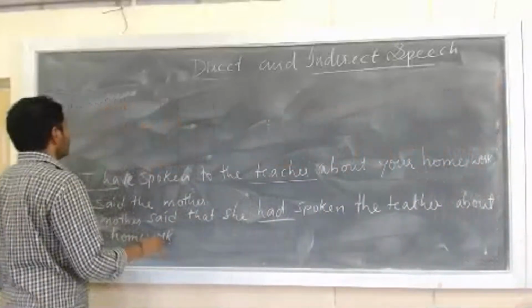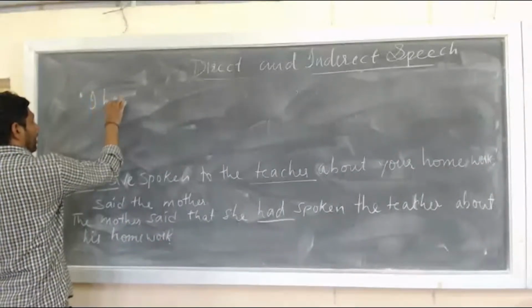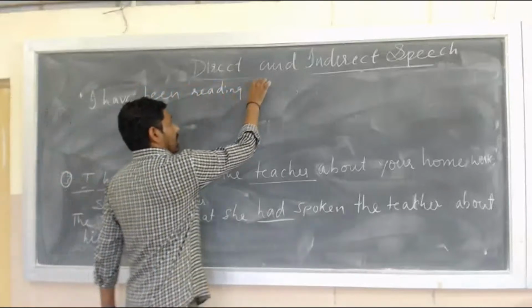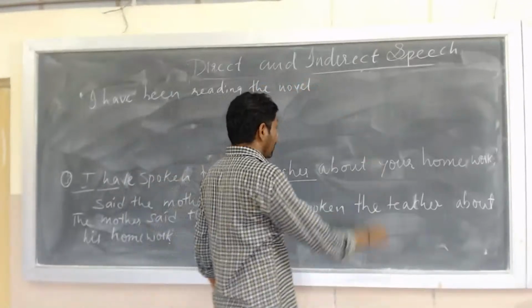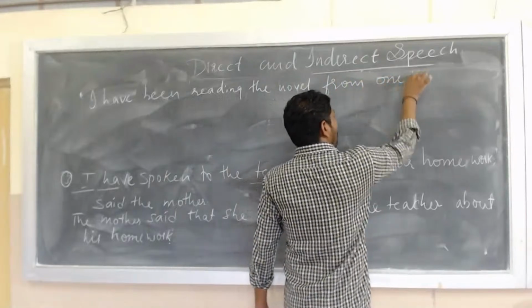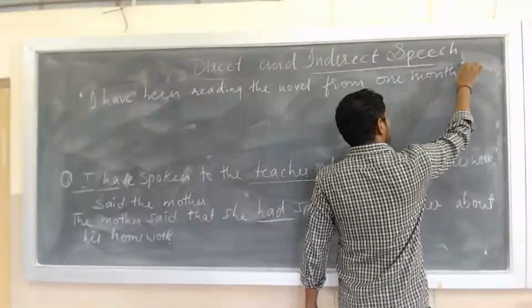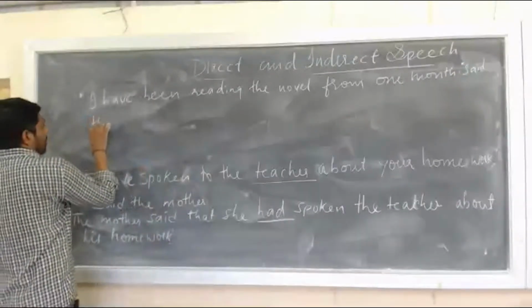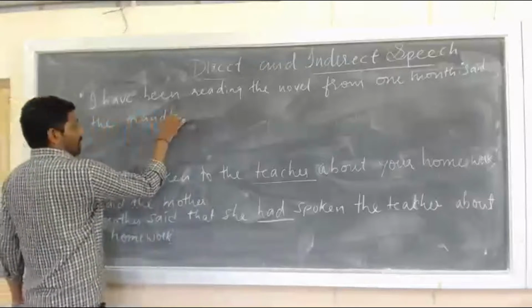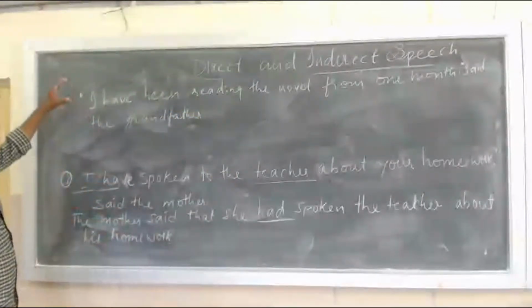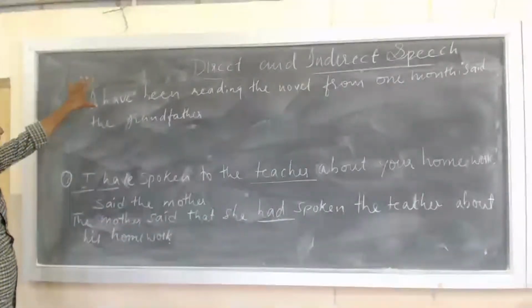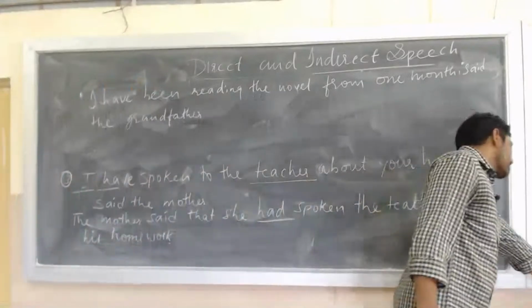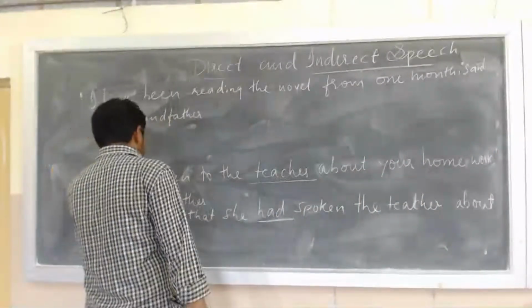For example, "I have been reading the novel for one month," said the grandfather. So the tense of the reported speech is present perfect continuous. So it has to be changed to past perfect continuous. How can it be changed? Just by changing I have been to I had been.